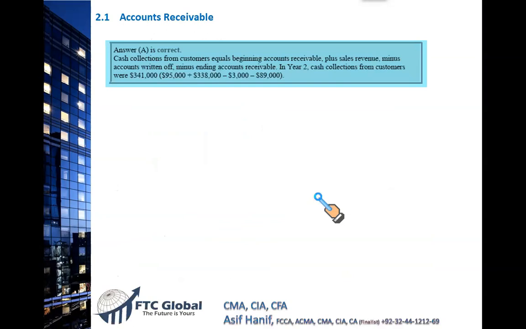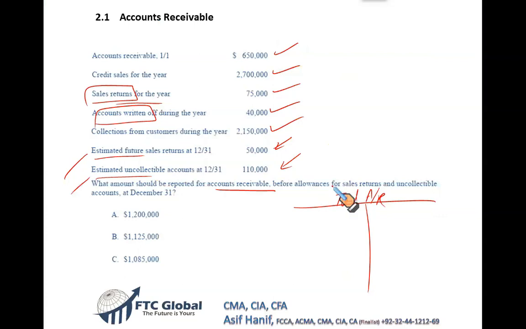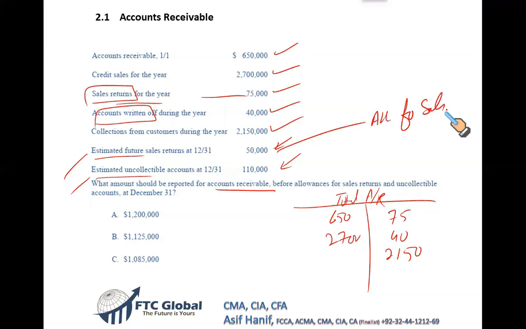All right, so moving on to the question which we were doing, here it is. We have the opening balance of our accounts receivable at 650, put it here, without the thousand sign. Credit sales 2.7 million, 2,700. Actual sales return for the year appears here. Collection from customers 2,150 appears here, right? And what else? I think that's all. Estimated future sales return goes to the allowance for sales return. Estimated uncollectible accounts go to the allowance for uncollectible accounts.